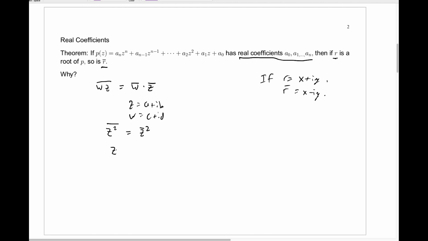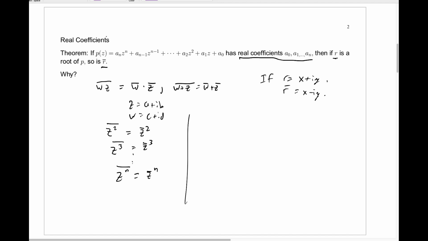If we want the complex conjugate of z cubed, that's the same as taking the conjugate of z and cubing it, etc. So for any positive integer n, the conjugate of the nth power is just z bar to the nth power. And since it's also true, and I didn't mention this, but this is pretty obvious, you can probably check this just in your heads, that the complex conjugate of a sum is just the sum of the complex conjugates.